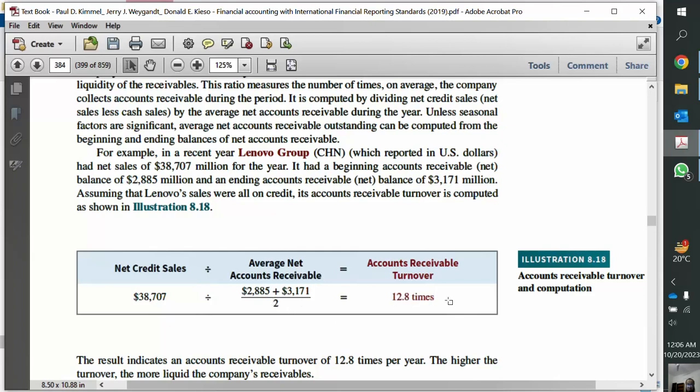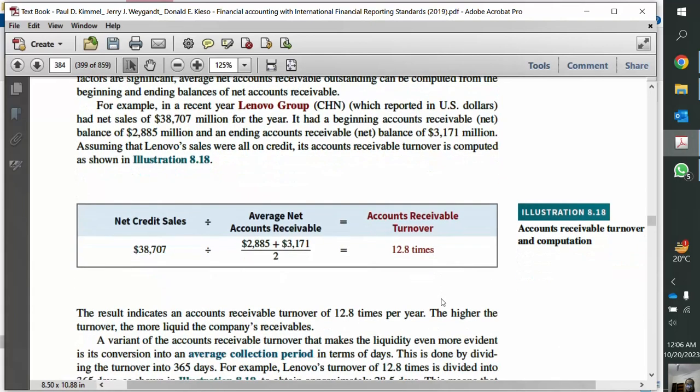So the higher the turnover, the better the performance of the company in terms of its credit policy and its credit collection, right? So 12.8 times over here, you can see that the company converts its receivable into cash and then originates another receivable, and that is collected into cash and then originates another receivable and is collected into cash on average, right? By 12.8 times during the year. So every receivable is collected 12.8 times during the year.